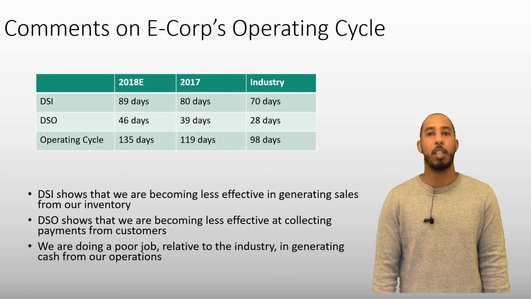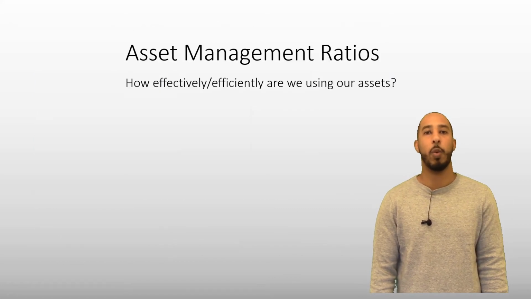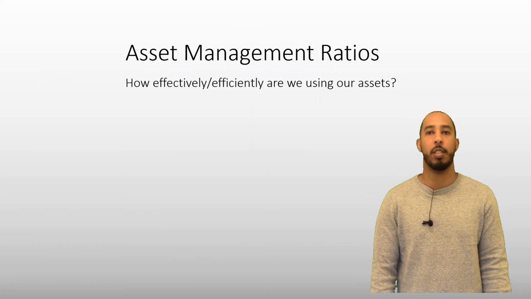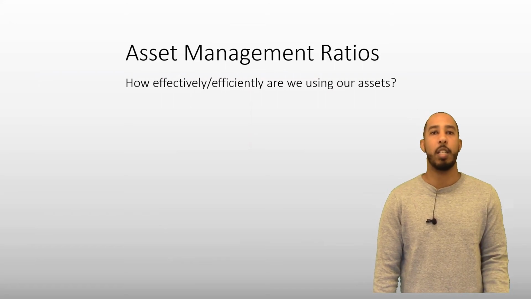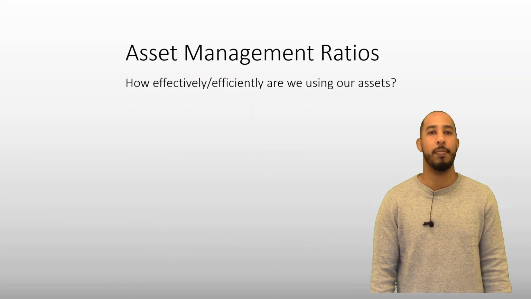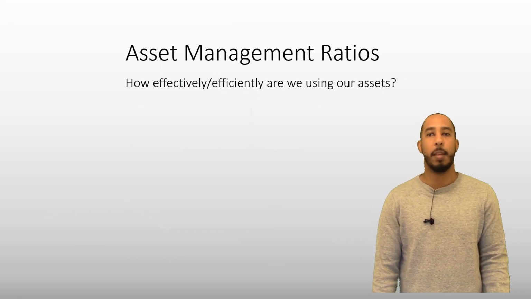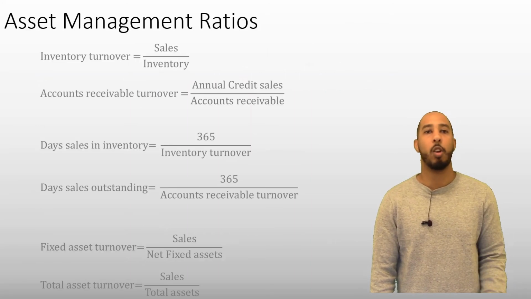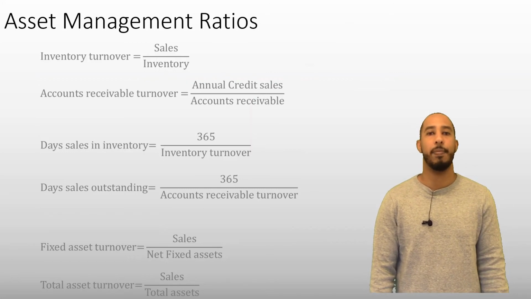The next set of financial analysis tools we can work with are the asset management ratios. These asset management ratios will tell us how efficiently the company is using their assets to produce sales. A handful of asset management ratios are presented here. I'll go through each and try to translate each one into what they're telling us.